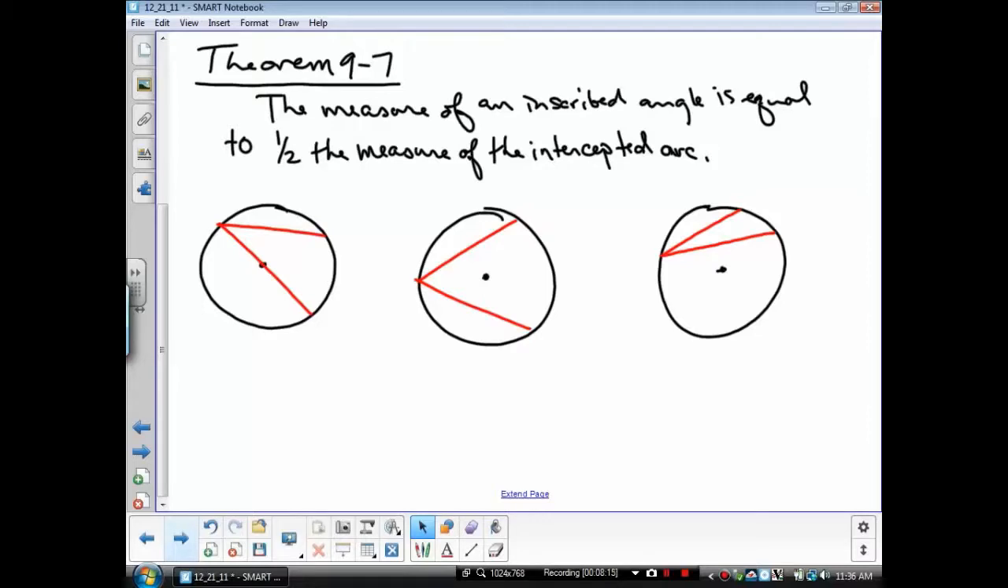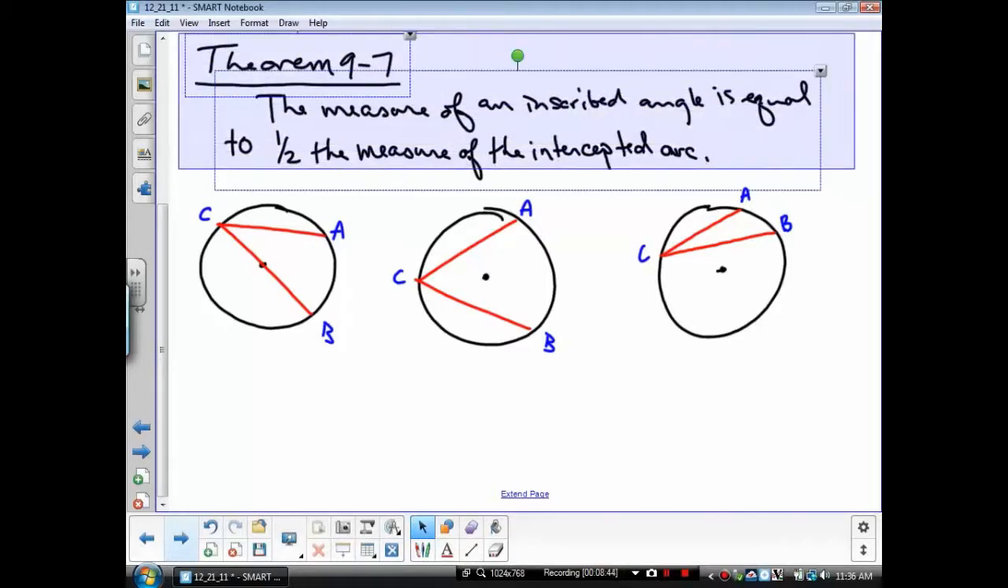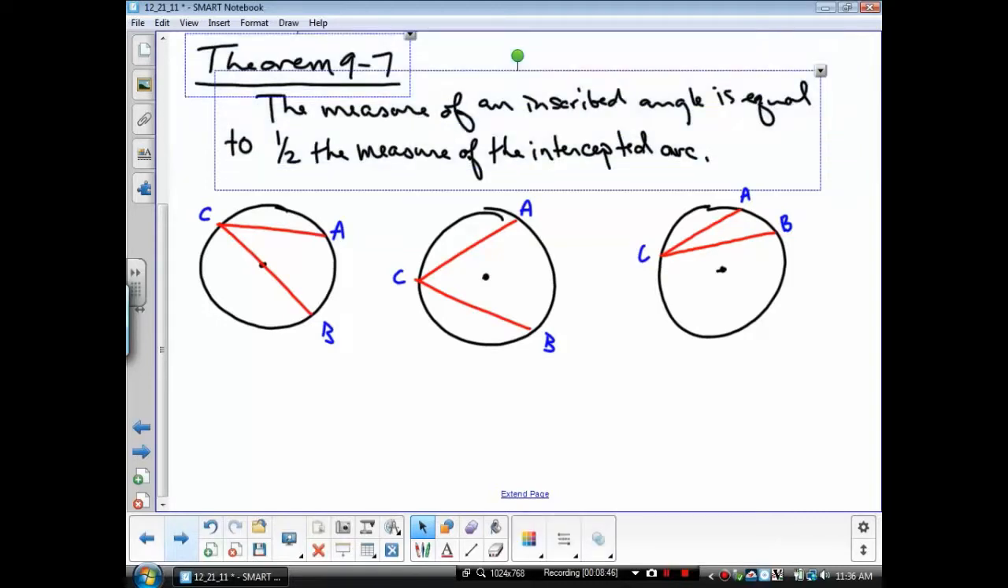In all 3 cases, the way we're going to label this is we're going to call these points A and B, this point C. And in all 3 cases, our given is going to be the diagram. And what we want to prove is that that inscribed angle is half of the arc AB.